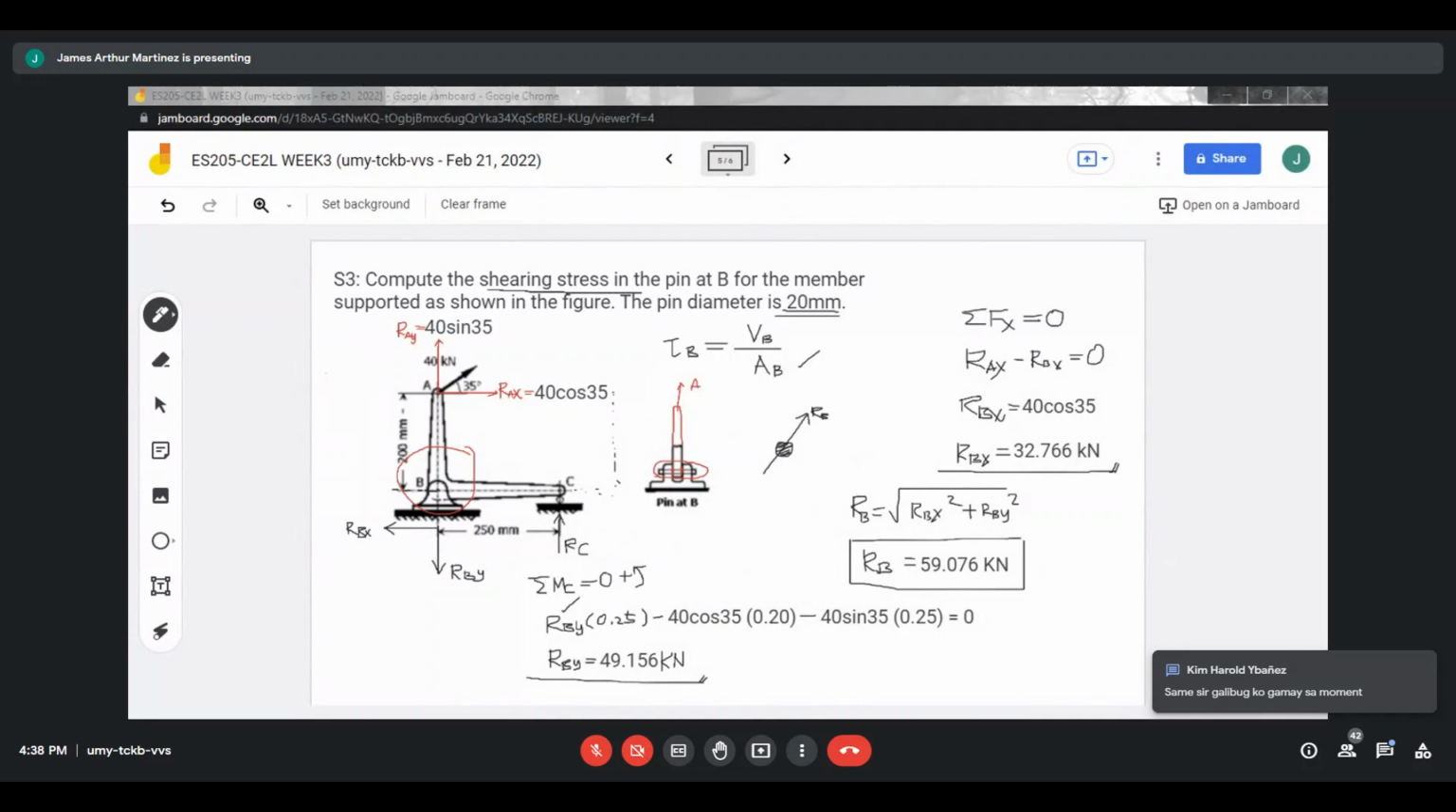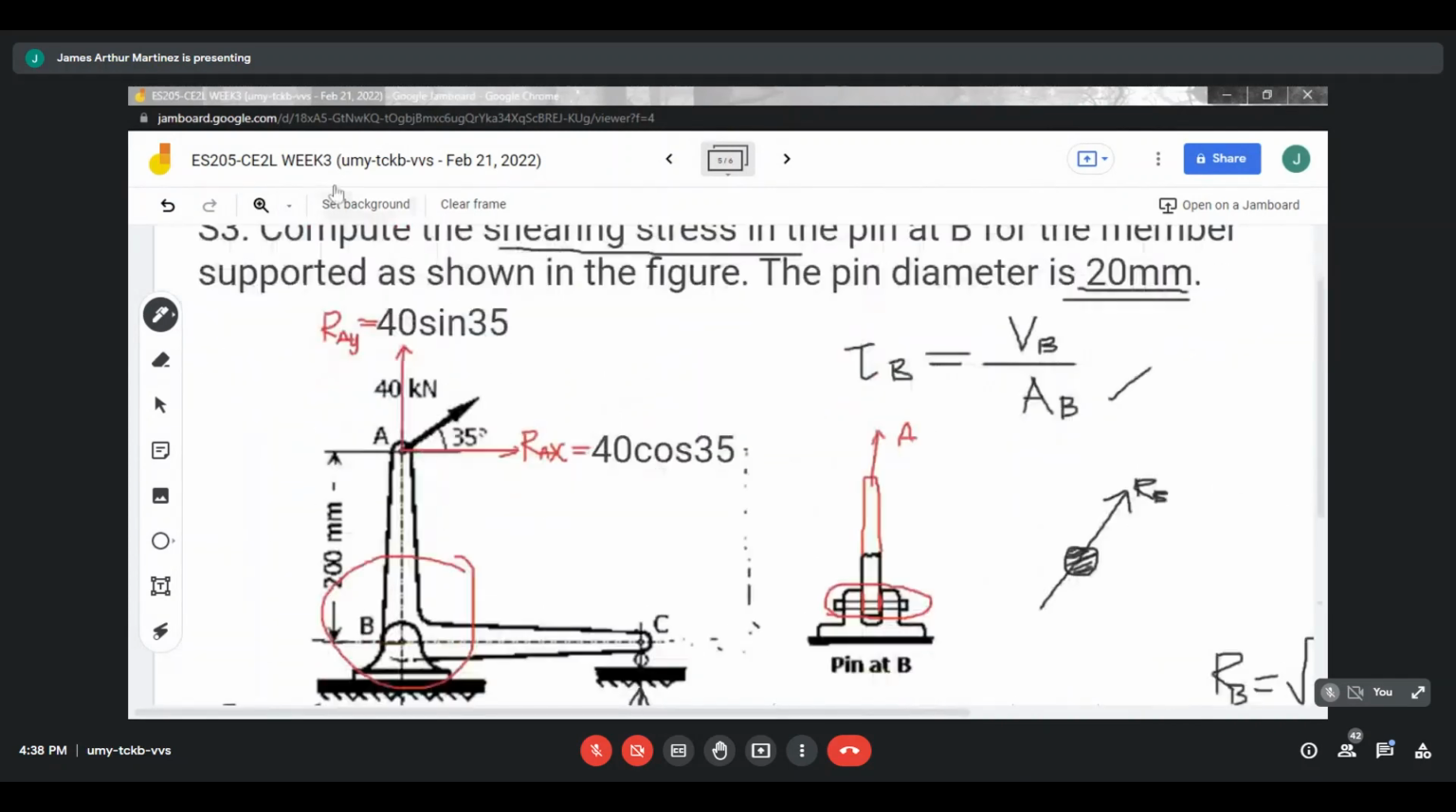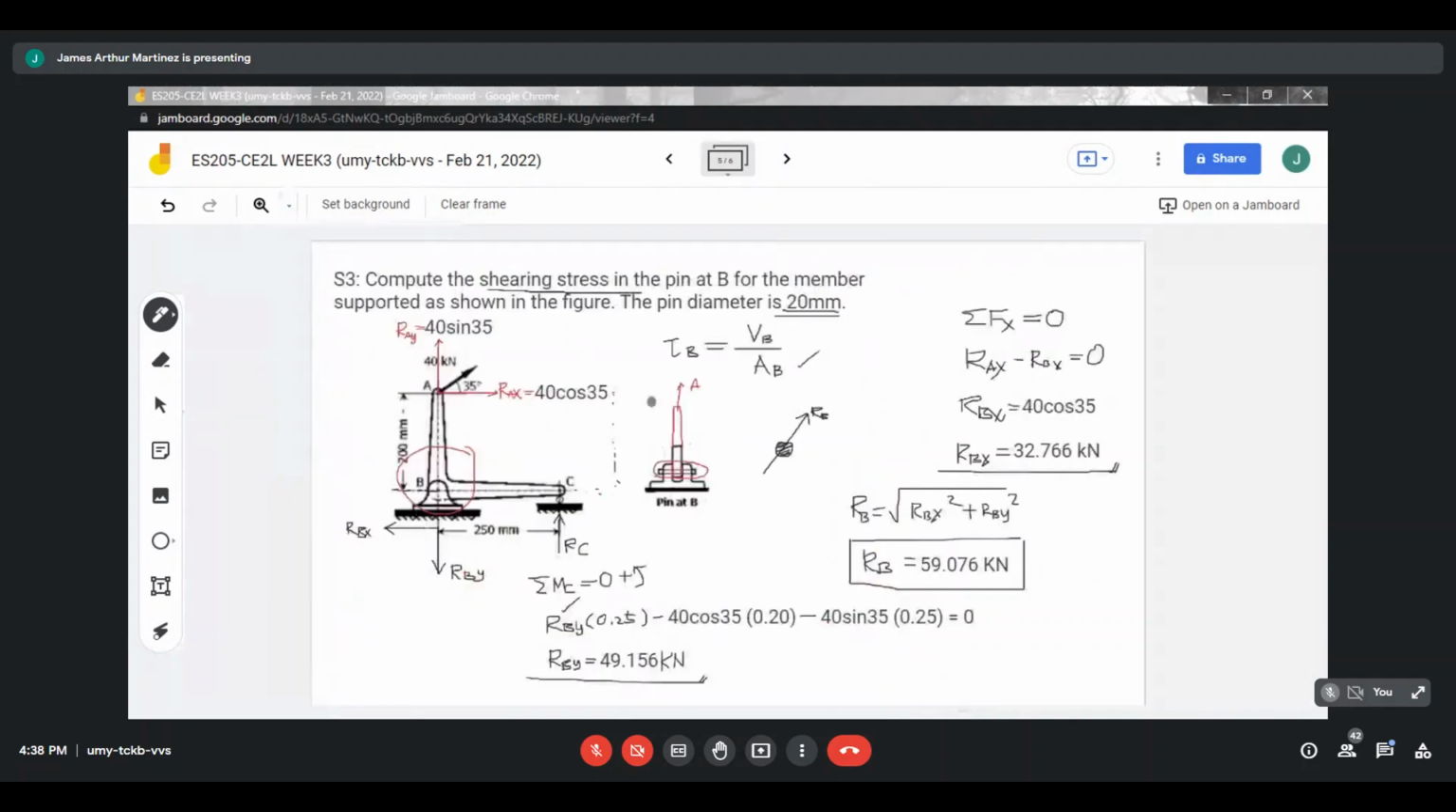Same, sir. Galibog ko gamay sa moment. Okay, hala, maglibog pa mo sa moment. Supposedly, dapat master na kayo sa reading stats. Session man to, saan man na mo pagsabot ko, i-times na inyo, hala, wala mo gid. Okay. So, anyway, we still have time man, no?